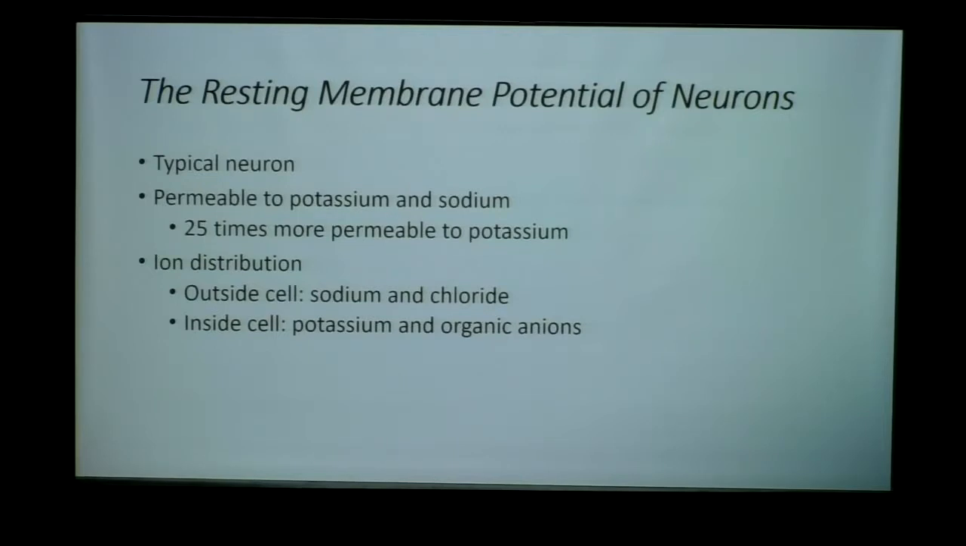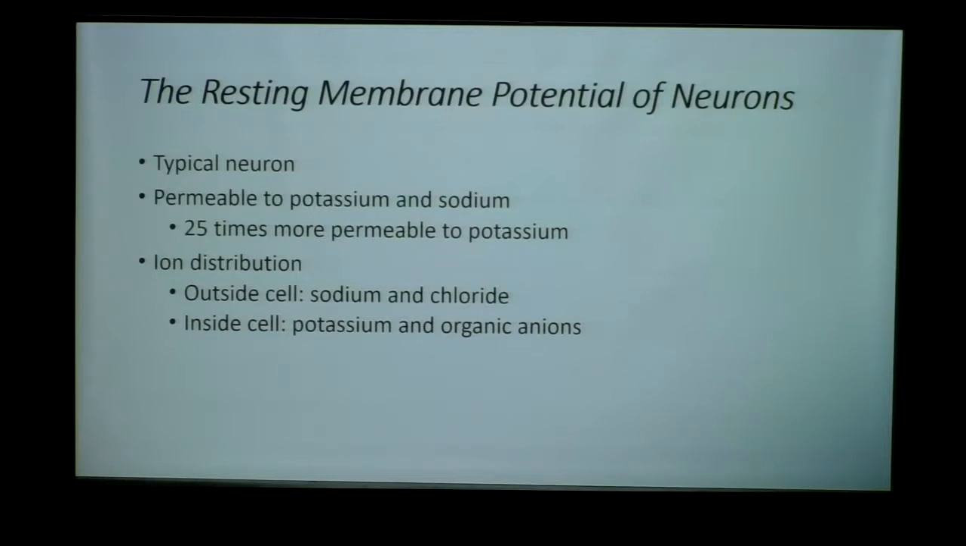And just to remind ourselves what the distribution of ions looks like across a typical neuron, outside of the neuron, we have sodium and chloride. Right? Sodium is positive, chloride is negative, and so those two different charges balance each other out on the outside of the cell. Likewise, inside the neuron, we have potassium, positively charged, and we have other organic anions. Think about DNA, which is negatively charged, proteins, amino acids. They are negatively charged, and they help to balance that positive charge of potassium inside the cell.